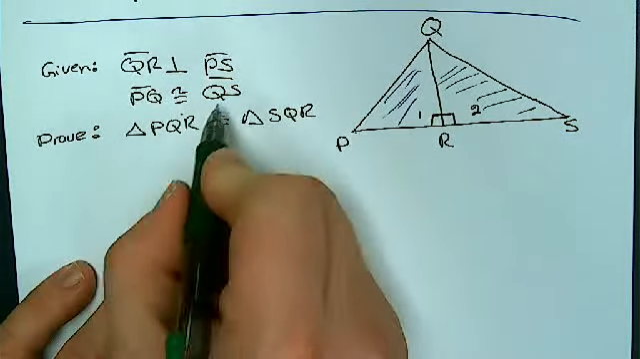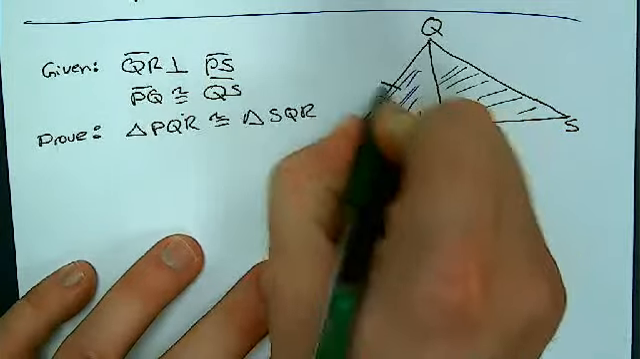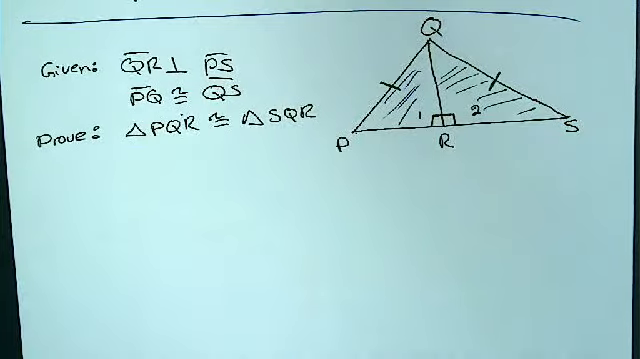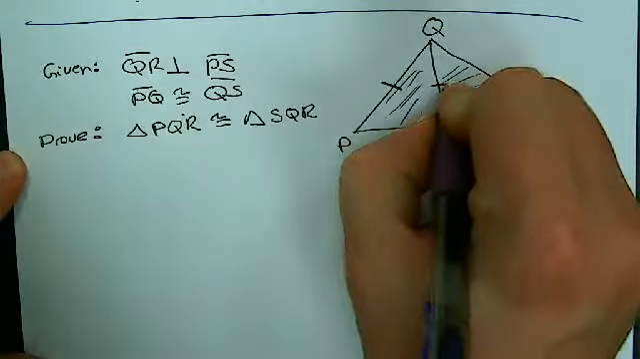PQ is congruent to QS. Okay, so PQ is congruent to QS. All right, good. Those are now marked on the picture. Is there anything else I can mark on there from what I've been told? Or that I can figure out within a step or two? Oh, okay. This side is congruent to itself.